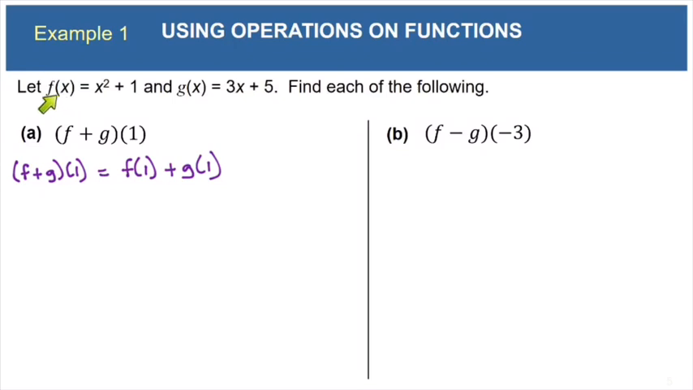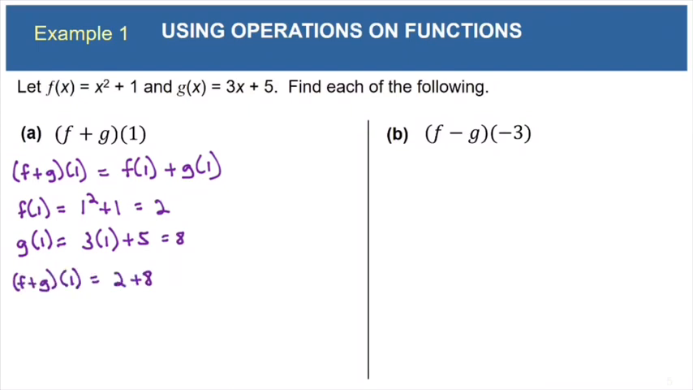Plugging 1 into the f function, f of 1 is going to be 1 squared plus 1. That's 1 plus 1, which is 2. Plugging 1 into the g function, that's going to be 3 times 1 plus 5. That's going to be 3 plus 5, which is 8. And now f of 1 plus g of 1 is 2 plus 8, which is 10. So f plus g of 1 is 10.